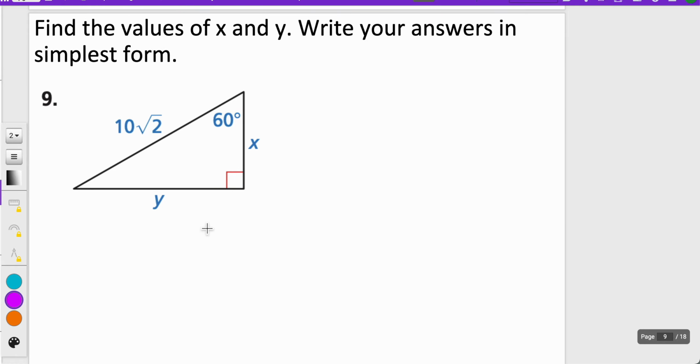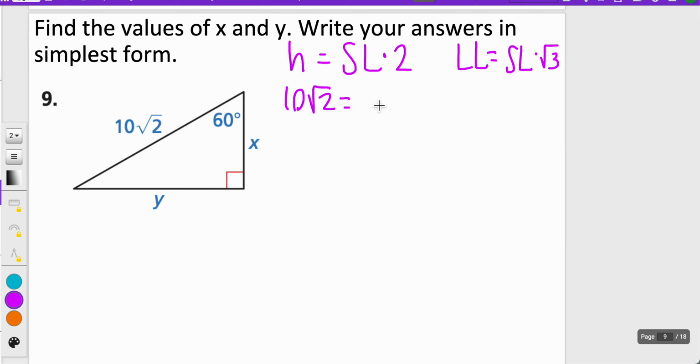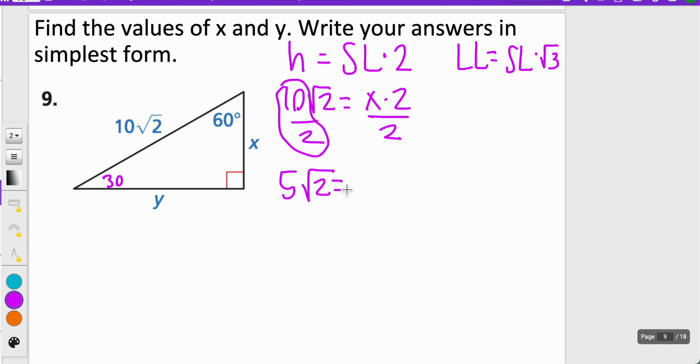Number 9, find the values of x and y. Again, this could be your 30-60-90. So let's start with hypotenuse is equal to short leg times 2. And then long leg could be equal to short leg times square root 3. I know my hypotenuse is 10 square root 2. And I don't know my short leg, but my short leg will be x, since that'd be across from the 30-degree mark. So let's say x times 2. I'm going to divide both sides by 2, and what I can simplify is the 10 divided by 2. That gives me 5. So I get 5 square root 2 is equal to x.